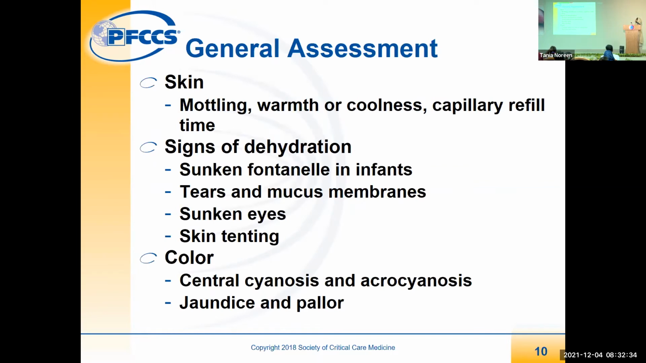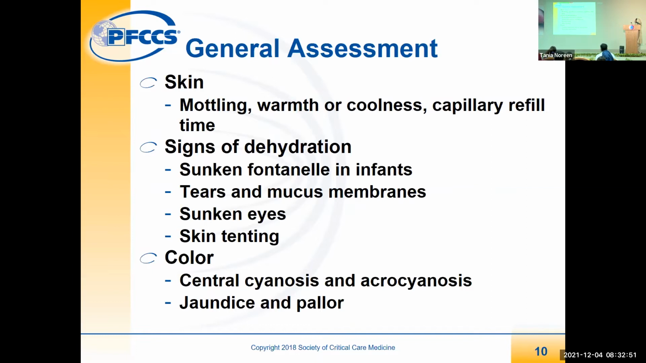Then general assessment continue करके you have to check the skin for mottling. Skin is warm or cold. Capillary refill time आपने check करना है. Then you have to check for the signs of dehydration. Signs of dehydration, all of you would be knowing. Sunken fontanelle in infant, tears and mucous membrane देखनी होती है. Then you have to check for the sunken eyes and skin tenting के लिए.